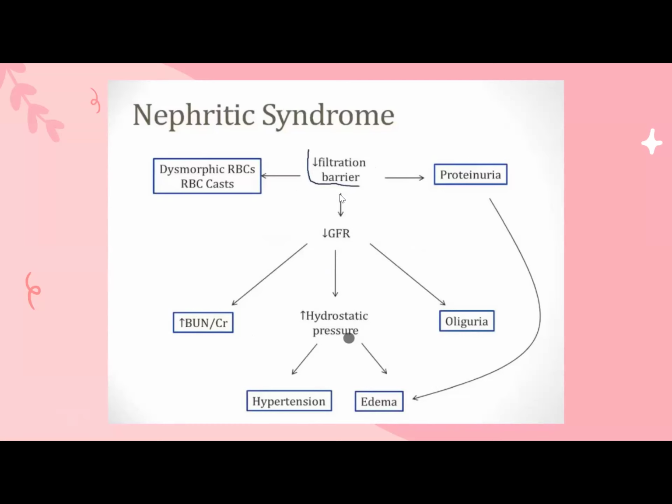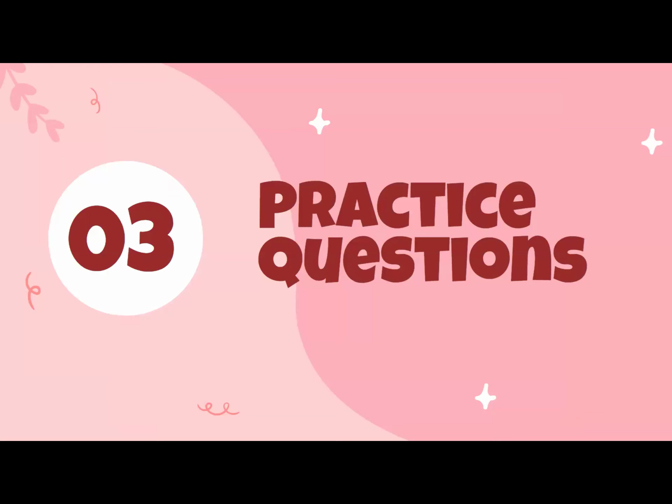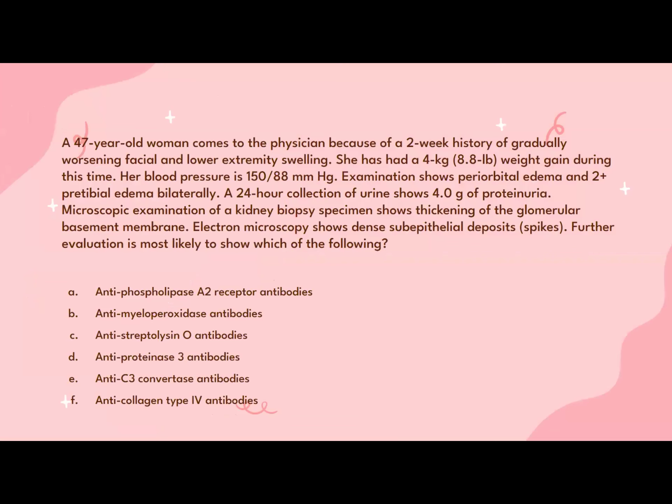One last thing is when the filtration barrier is not optimal, we're going to have red blood cells in the urine, such as casts, and also dysmorphic cells. What dysmorphic basically means is misshapen, just weird shapes. And why would red blood cells be weird shapes? Because they get forced out from the damaged endothelium, and when there's pressure, they're getting forced out. The biconcave disc shape will no longer remain, and there's going to be a weird shape now. All right, moving on to the actual questions.